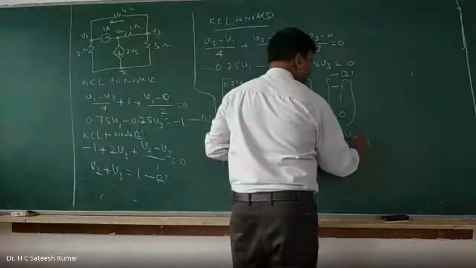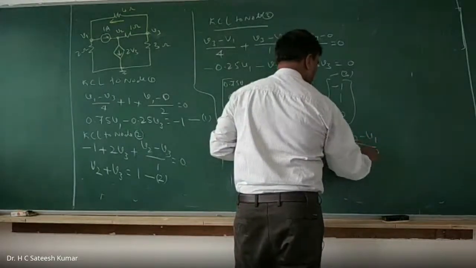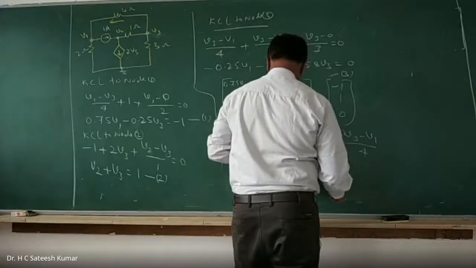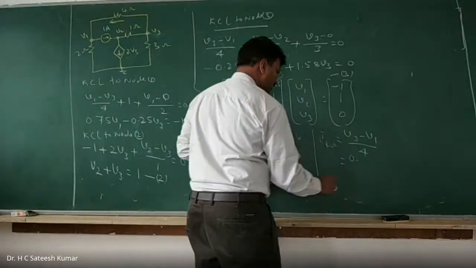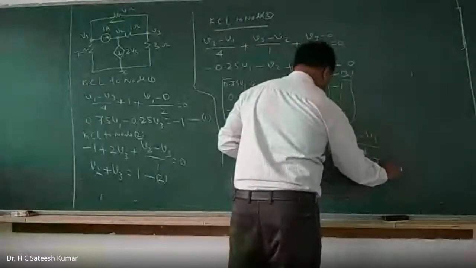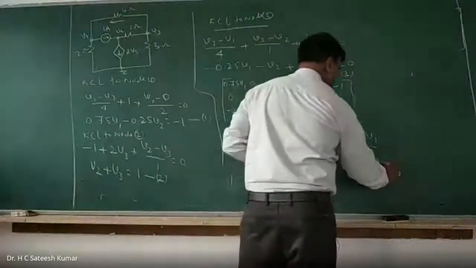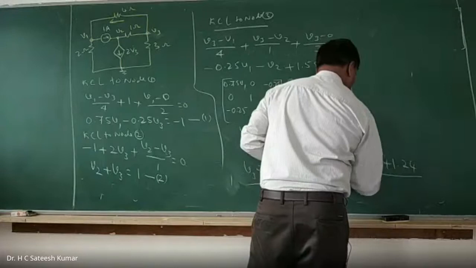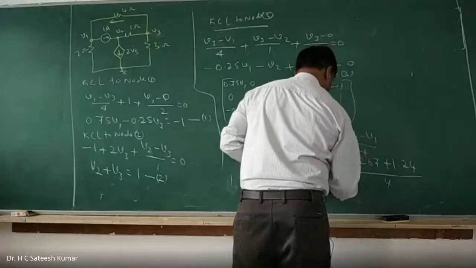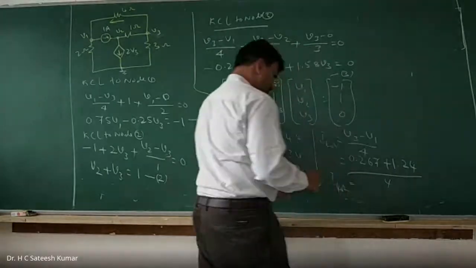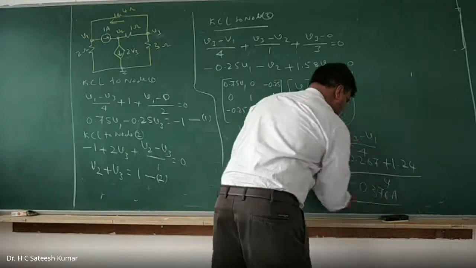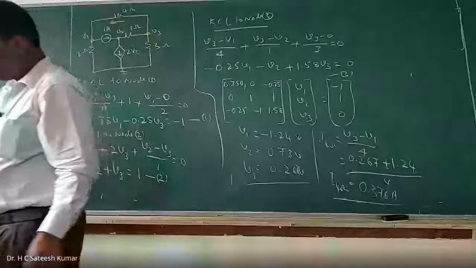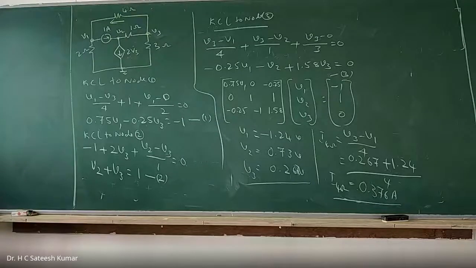V3 minus V1 divided by 4, which is equal to, V3 is how much? 0.267. This is 2666, 267, you will get it. My 0.267 minus V1 is what? Minus of minus is plus 1.24 divided by 4. How much is this? I in 4 ohms is 0.376 amps. You can check it. I got 0.3775 in my notes. Okay. Anyhow, check it.